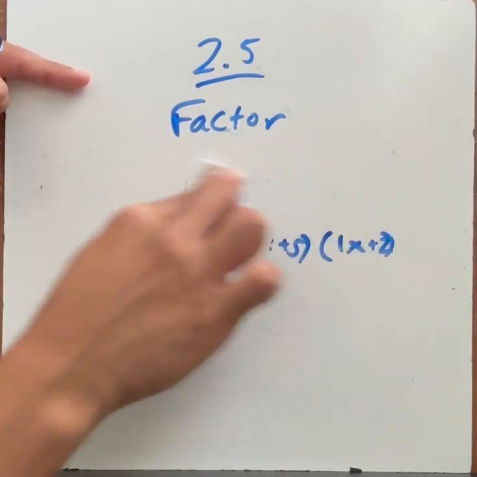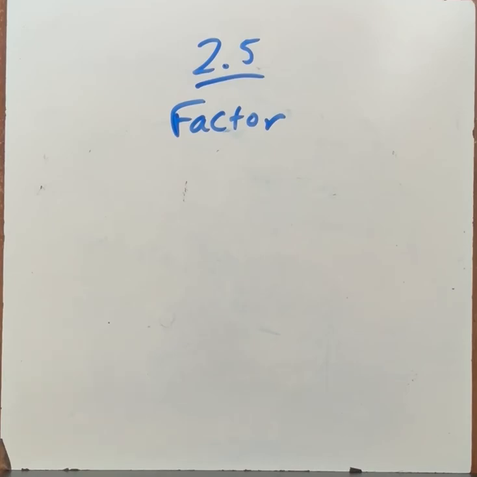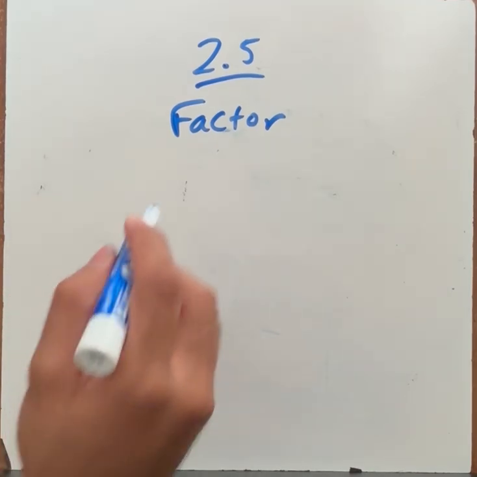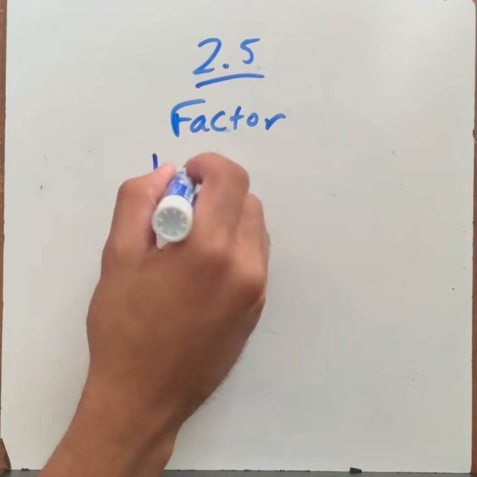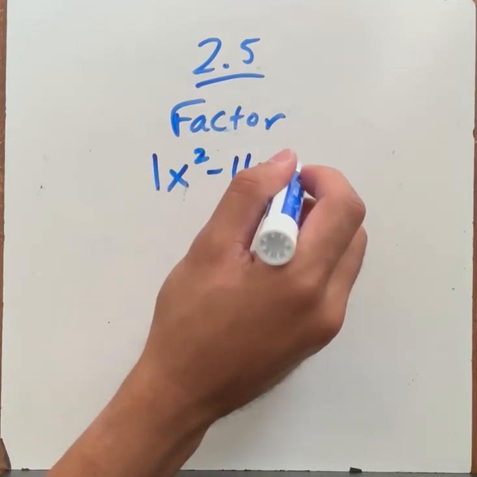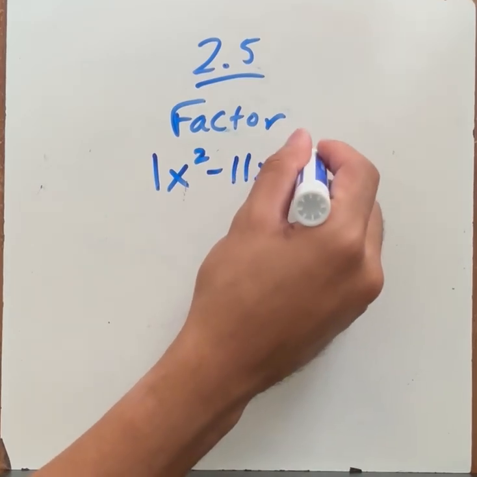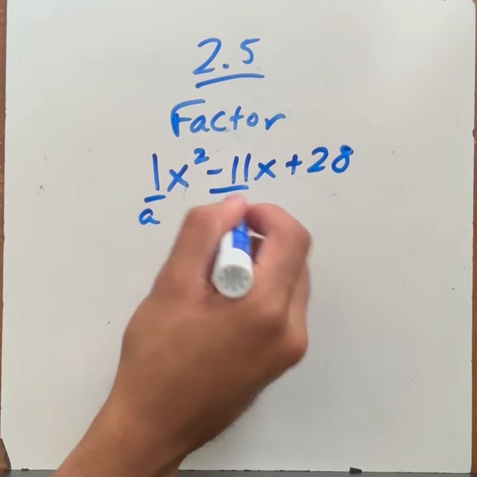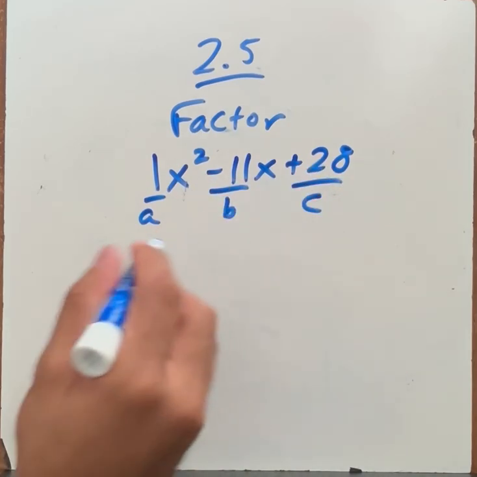Okay, let's take a look at something where a is 1x squared minus 11x plus 28. So a is 1, b is negative 11, and c is 28.